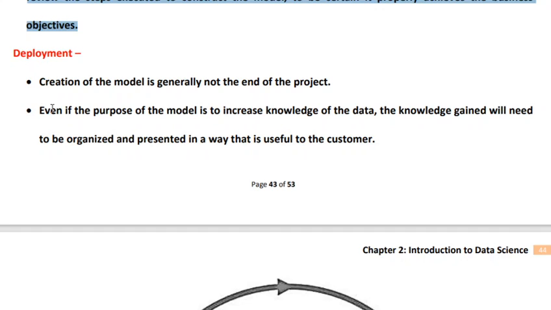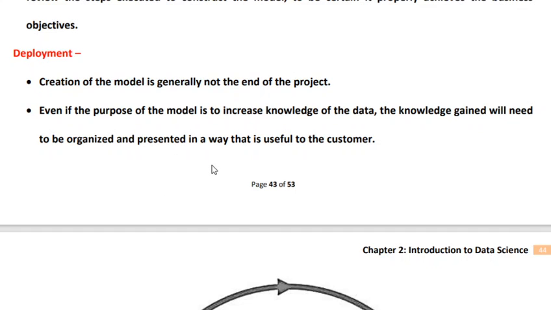But creation of the model is not generally the end of the project, right? This is a very important aspect that one needs to understand. Creation of the model is generally not the end of the project, because the capacity and capability of the model can be increased over a period of time, or refinement can be brought about to meet the changing requirements of the stakeholders. So this is the eventual phase in case of CRISP DM.